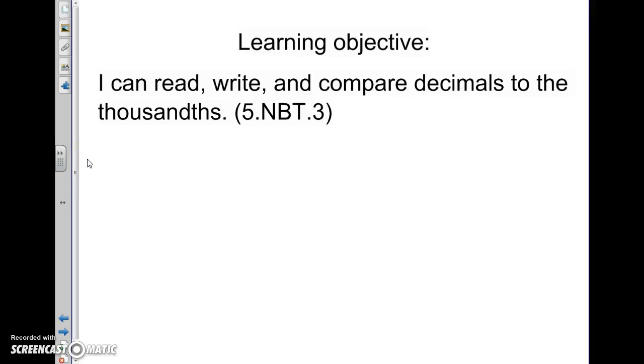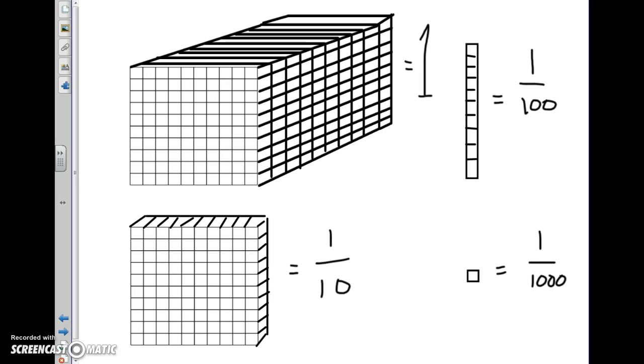Our learning objective today: I can read, write, and compare decimals to the thousandths, 5th grade standard, NBT 3. Alright, so today we're going to look at base 10 blocks as representations of numbers with decimals. We're going to use these in class, and I did the best that I could on drawing some representations of what this is going to look like.